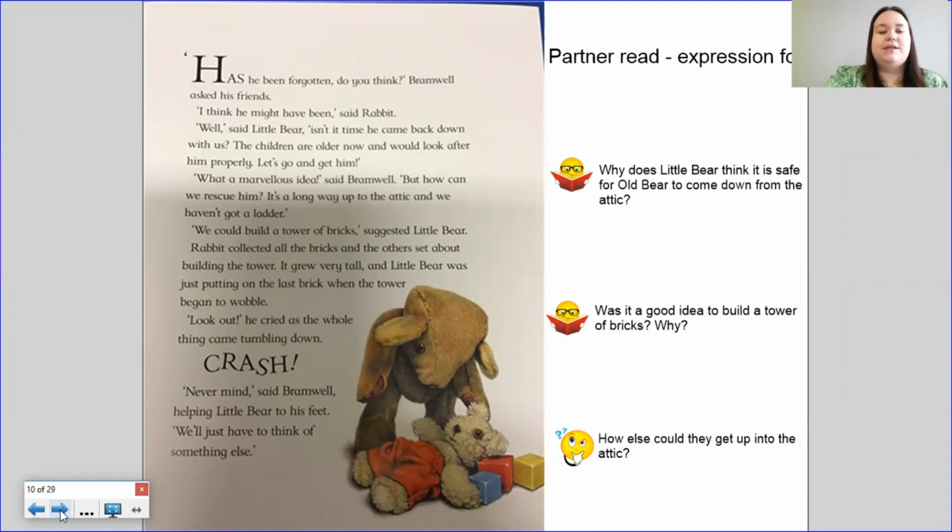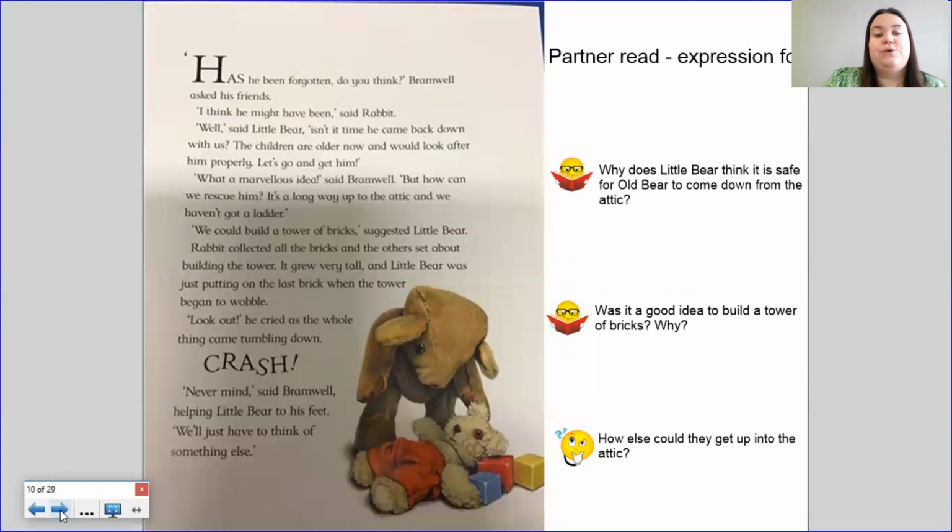What a marvellous idea, said Bramwell. But how can we rescue him? It's a long way up into the attic, and we haven't got a ladder. We could build a tower of bricks, suggested Little Bear. Rabbit collected all the bricks, and the others set about building a tower.